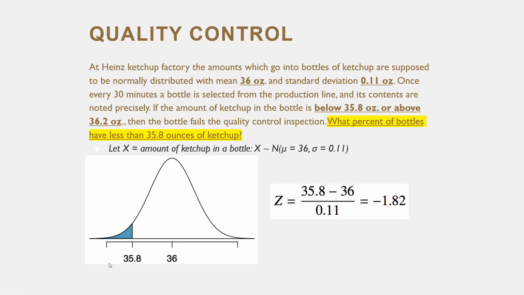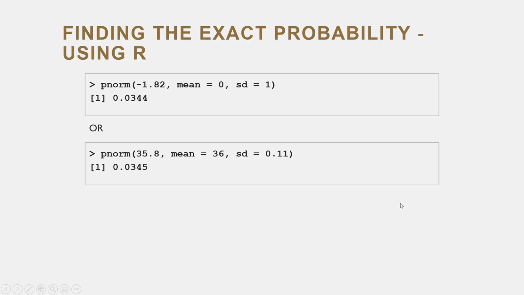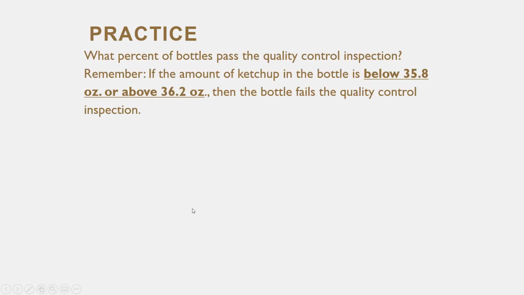At this point, what you can do is just calculate your z-score with that specific value minus the mean over the standard deviation, and then you get this standardized score. With that value, you go to R, and you can either give it the z-score value, or you give the raw value and modify the mean and the standard deviation, and you should get the same results. So from there, let's say that what percent of bottles actually pass the quality control inspection.